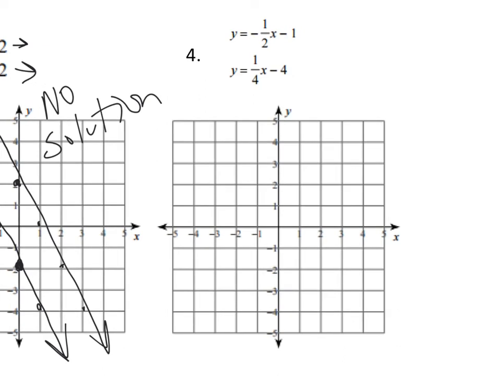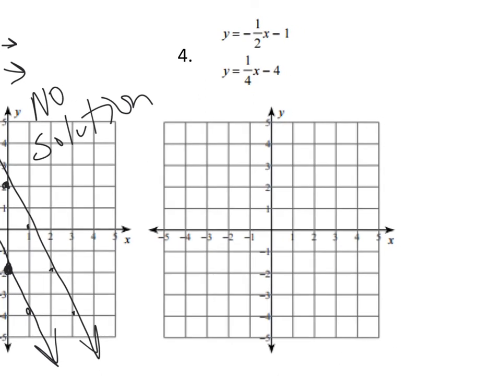Go ahead and take a moment and do number 4. You can pause the video, and then when you come back, I'll reveal the answer. It'll just take a few minutes.